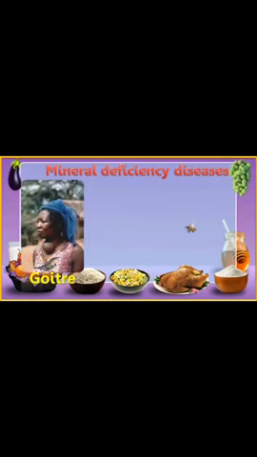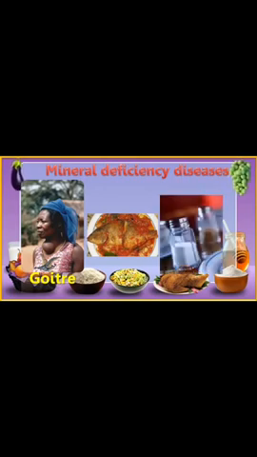Goiter. It is caused due to deficiency of iodine in our diet. As a result, the thyroid gland, located in our throat, enlarges. Fish, seafood, and iodized salt should be consumed to prevent goiter.